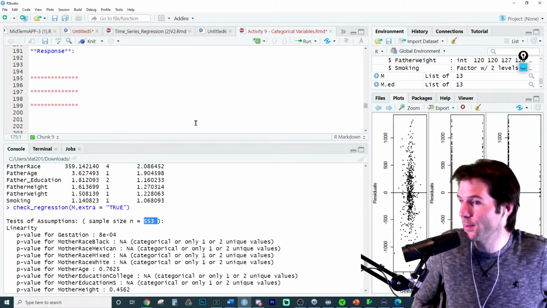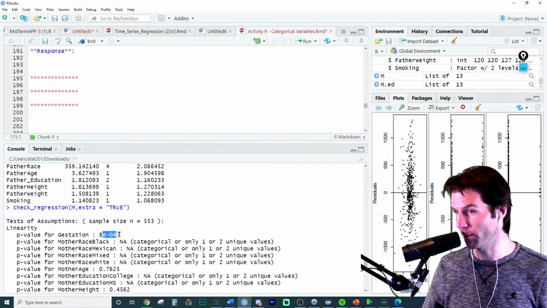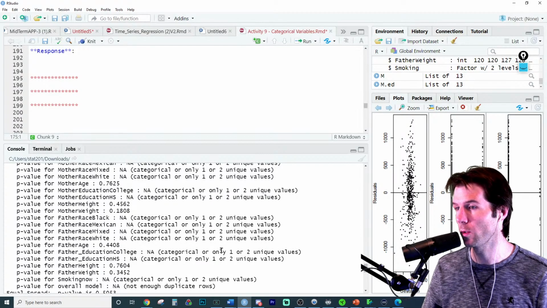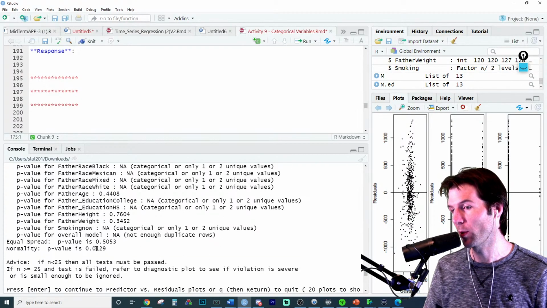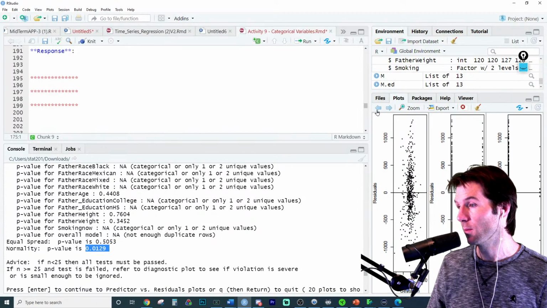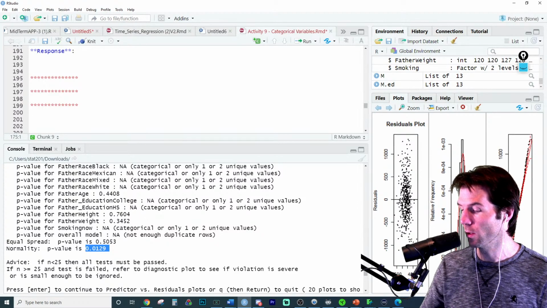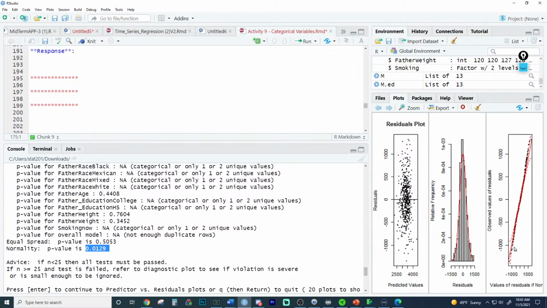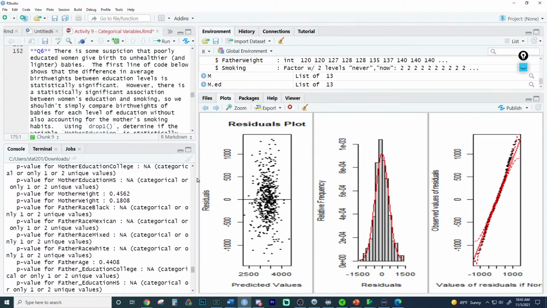Once again, the steps are: check your p-values. We had a problem here. We can't check these categorical ones via this methodology. We had a problem here because it's below 0.05. Sample size was above 25. Looking at the normal probability plot right here, we see it follows the red line pretty closely. So I'm not really worried about the normality condition right here.